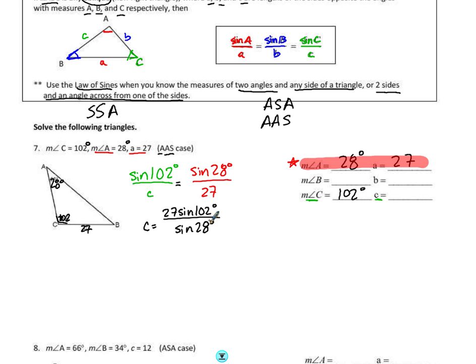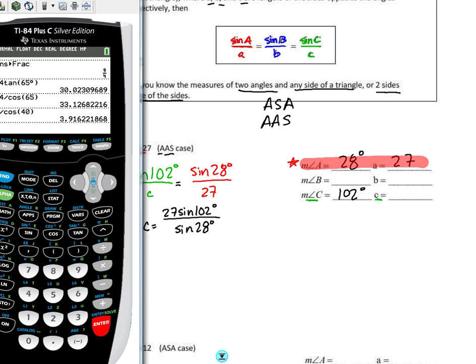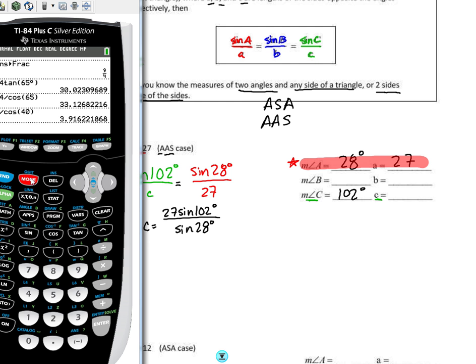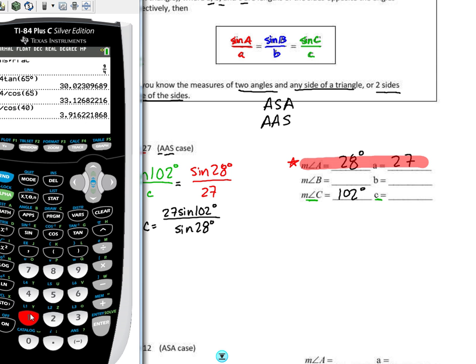Remembering from last lesson, if I'm going to plug this into my calculator now, I want to make sure that if I'm in degree mode, I'm in degree mode, or if I'm in radian mode, I include the angle symbol when I'm inputting my angles. Here, I'm in degree mode, so that's fine. We're going to type in a fraction with 27 times the sine of 102 degrees in the numerator, divided by the sine of 28 degrees. When I click that, I find my large side opposite of angle C, and that value is 56.255.